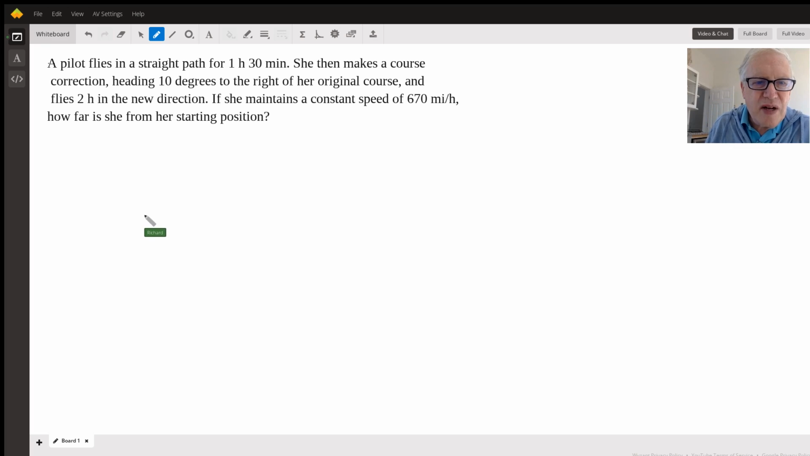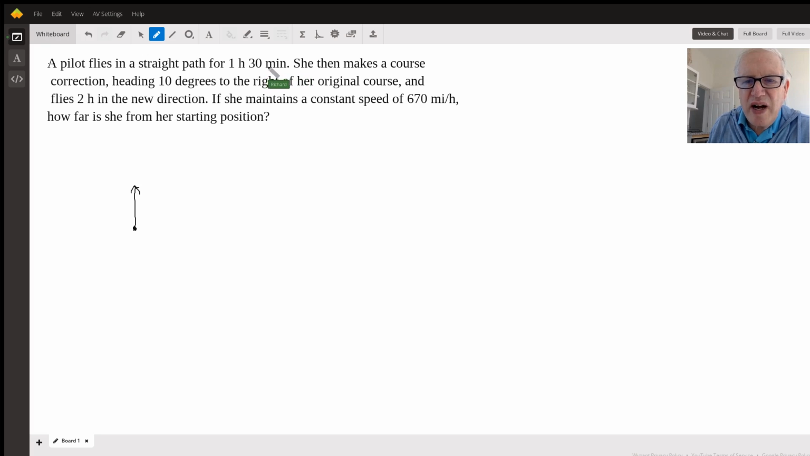A pilot flies in a straight path for an hour and 30 minutes. It doesn't tell us what path the pilot takes, but I'm going to assume that she goes due north. We're not really that interested in how long she flies due north. It's really how far. What's the distance that she flies? To find the distance, we're going to multiply 1.5 times 670. That will give us our distance.